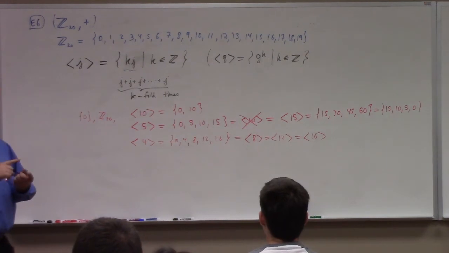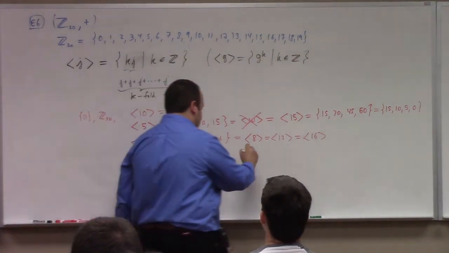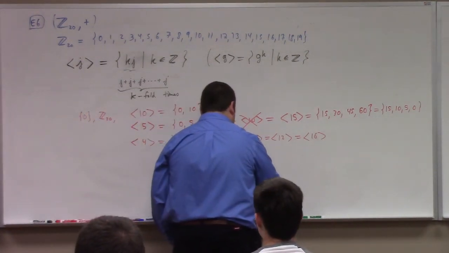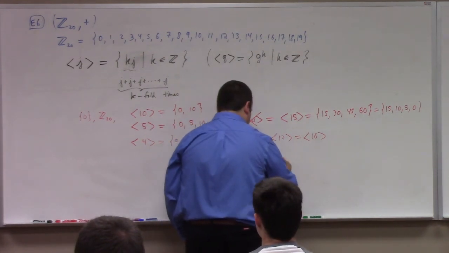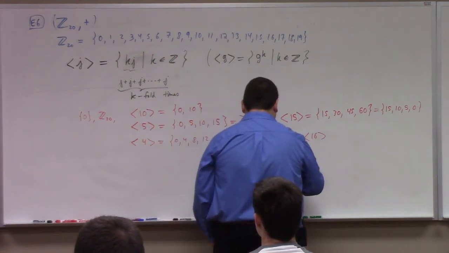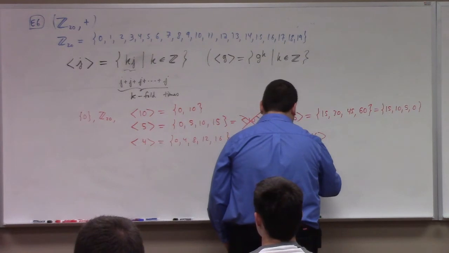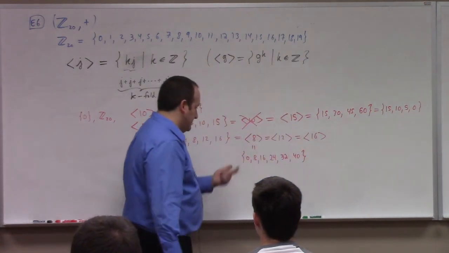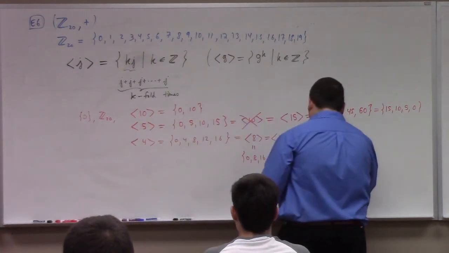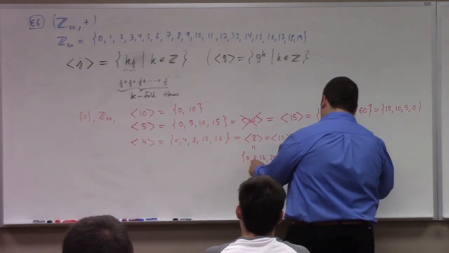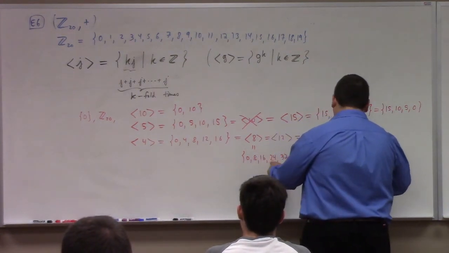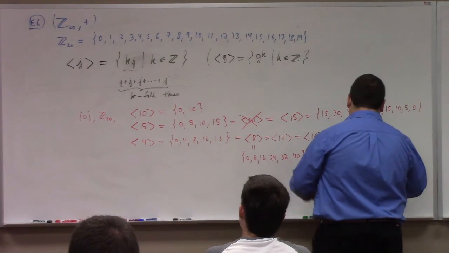That's a guess. Let's work it out. What's 8? 0, 8, 16, 24, 32, 40. Oh, now we're back to 0 again. So what is that? 0, 8, 16, 4, 12, 0.